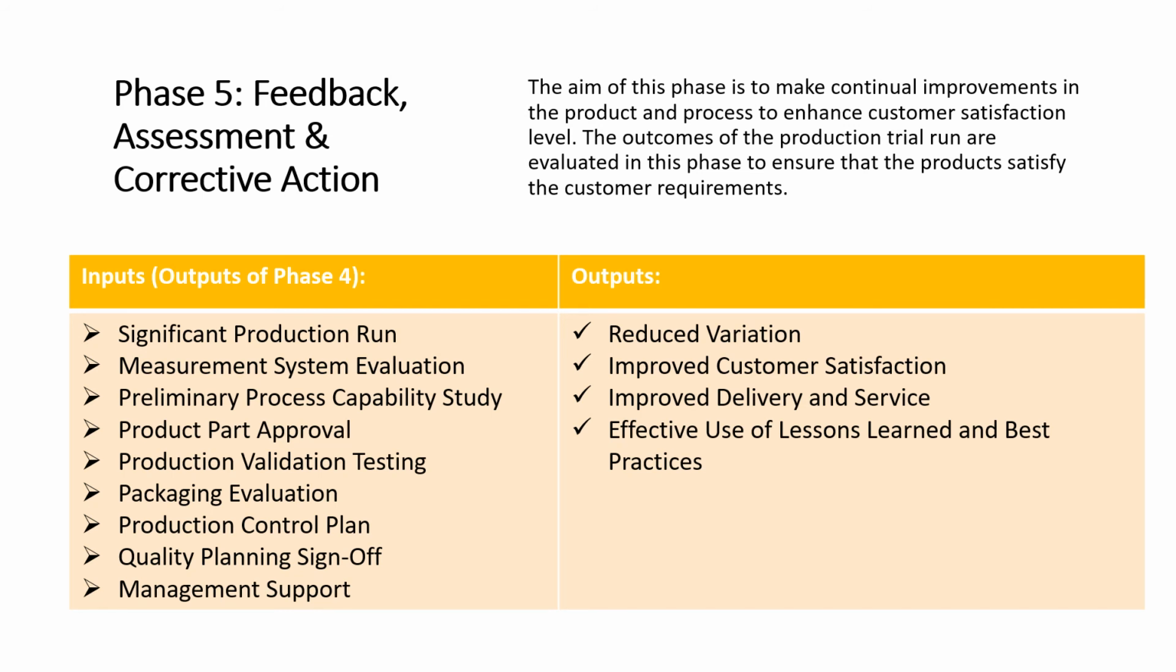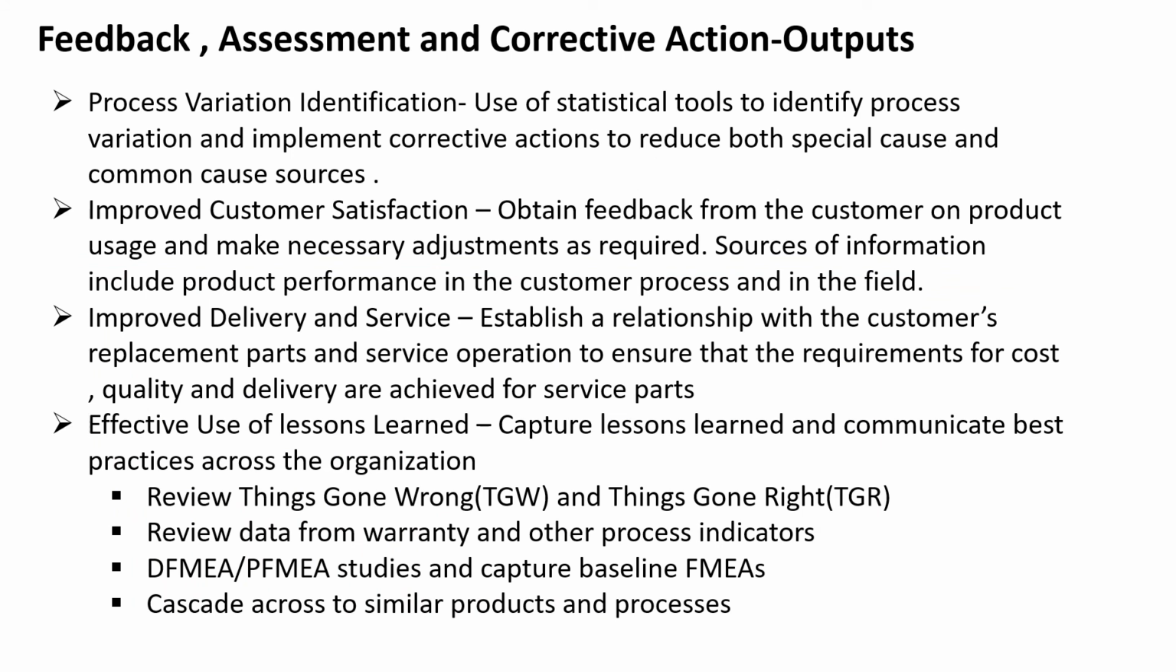variations. So the outputs are: reduced variation, improved customer satisfaction, improved delivery and service, effective use of lessons learned and best practices. Process validation, process variation identification: use statistical process control techniques or statistical tools to identify process variation, and implement corrective actions to reduce both special cause and common cause sources.